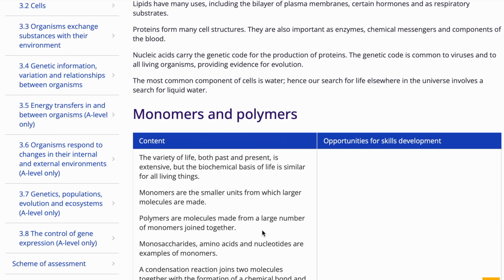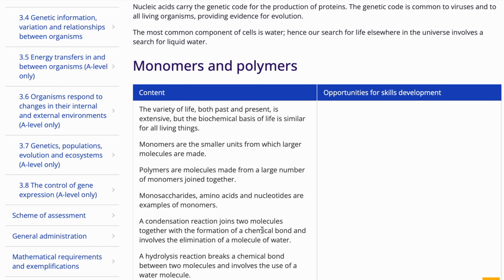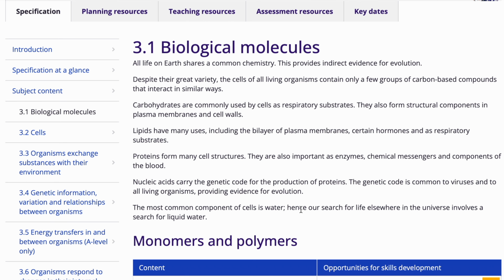Here under the subtitle monomers and polymers, this is the content that you could be assessed on. So you've got monomers, polymers, monosaccharides. These are definitions that you will need to know. So I recommend you could put it on a flashcard and then put the definition on the other side of the flashcard to really understand these key terms.